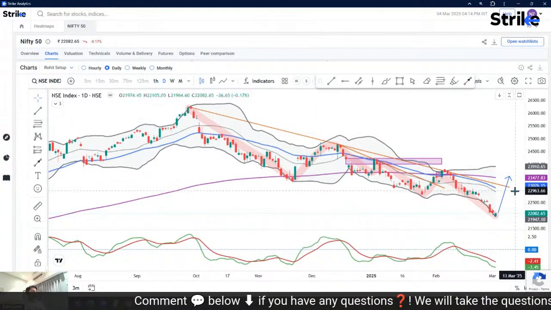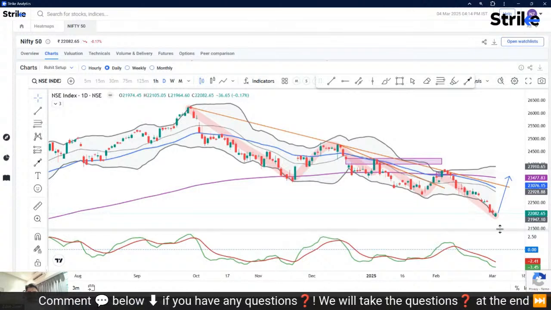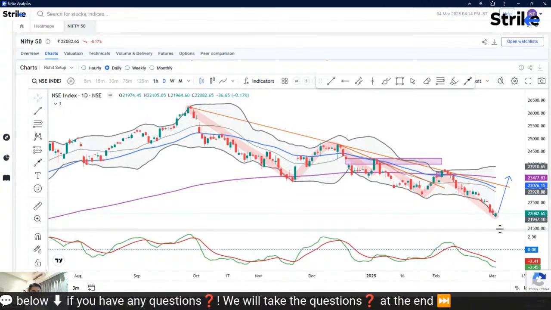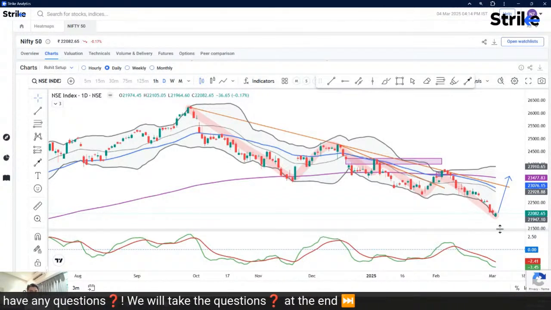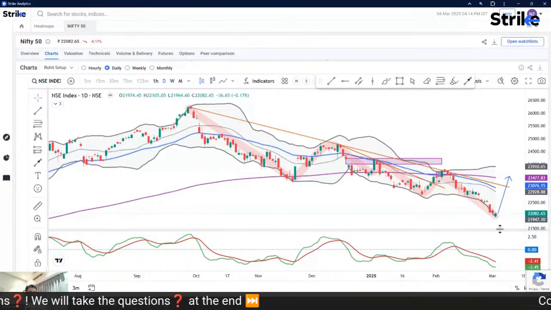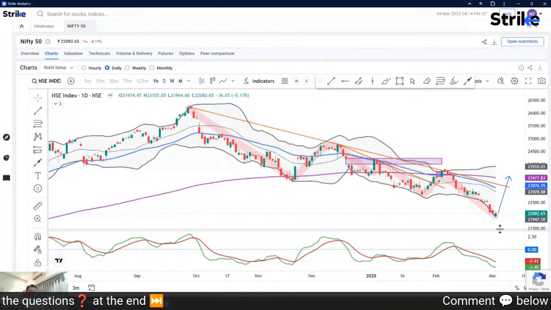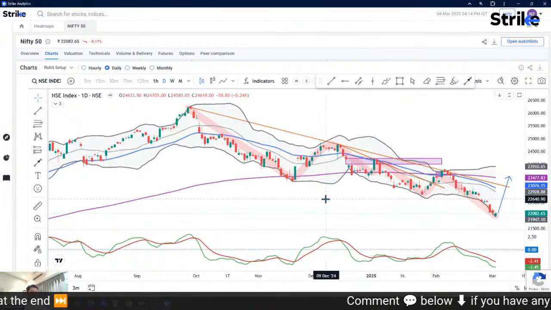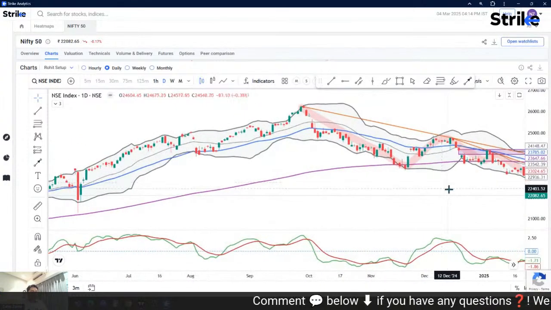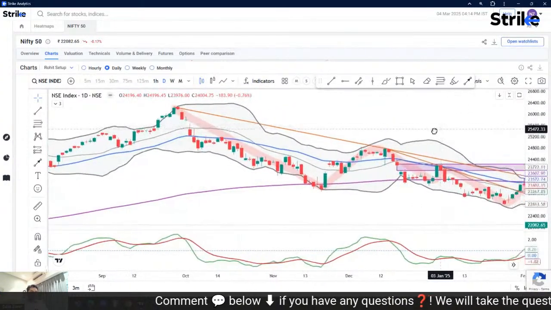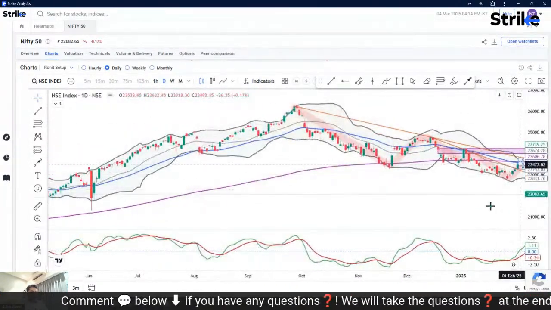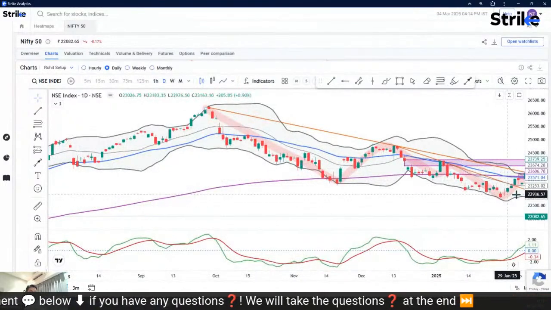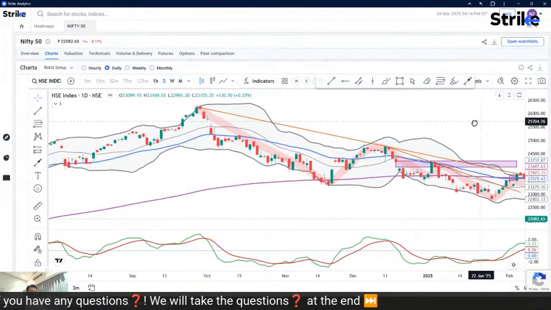All right. So as an investor, what we need to do is wait for the change in trend. We cannot keep catching the falling knife. There were many investors who thought that, hey, now this is over, here we go, and we can start buying, this is the bottom.